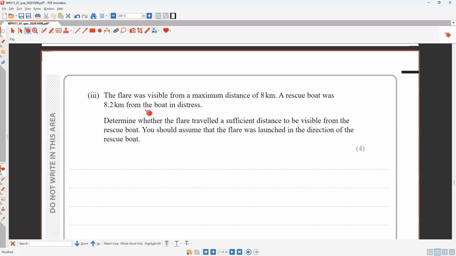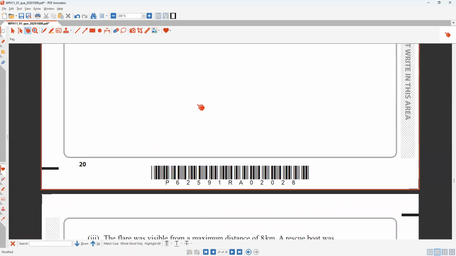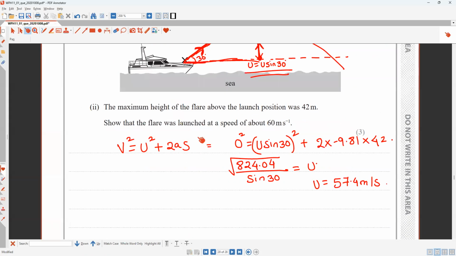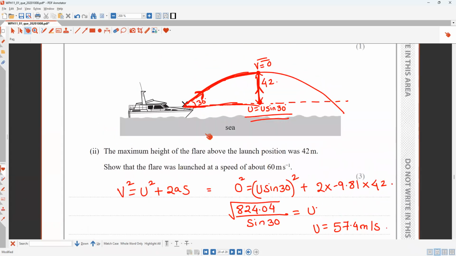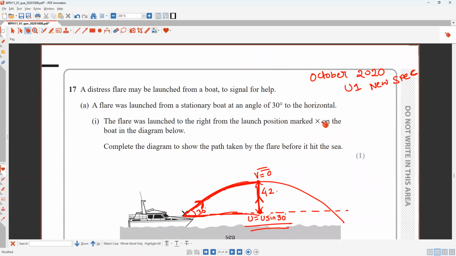Fine. So the flare was visible from this distance. A rescue boat was 8.2 kilometers from the distress. Okay, let's see how much horizontal distance it traveled. I want to know this. For this, I need to know how long it was in the air. Okay, I need to know how long it was in the air. And is there anything I'm missing over here?